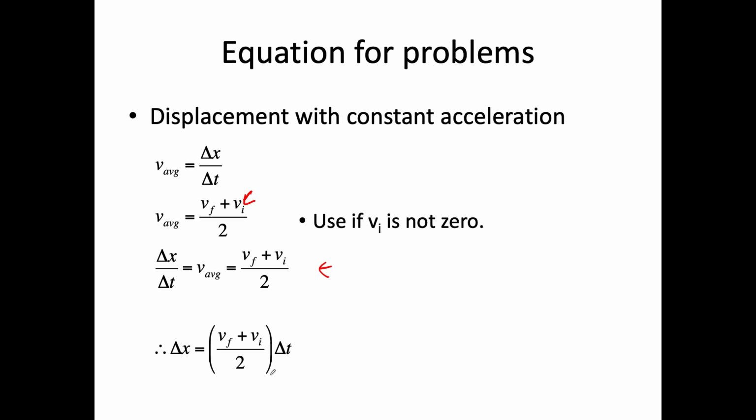Everybody's going, well, that makes sense. But the thing is, guys, if this is a non-zero value, you've got to figure out what the average velocity is. And this is why we introduce this equation, because Vi is not 0. That's something I want you to be aware of.